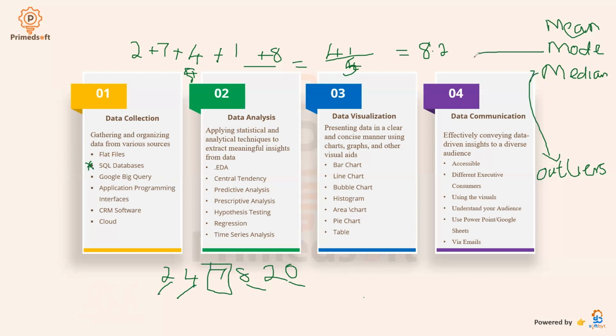The mean is 8.2. This median is more likely the answer than the mean. Why? Because the mean is affected by outliers. This one does the average, and an outlier can skew your work. So let's practice the outlier. Instead of 20 here, let's say I have 40 here.